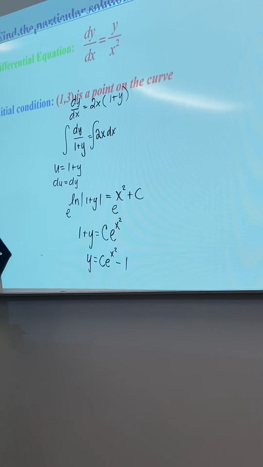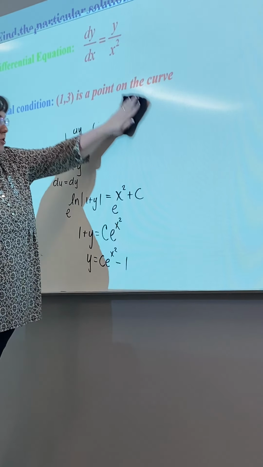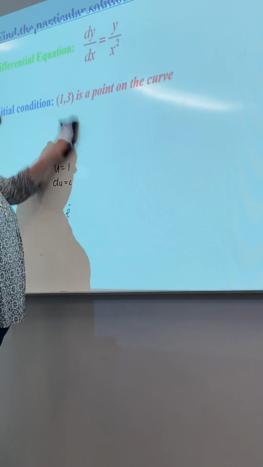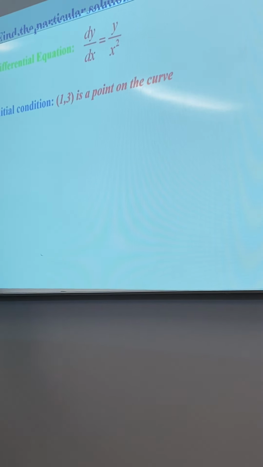Okay, now, what's the difference between a differential equation that's a general solution and the equation that's a particular solution? So, a general solution is going to have a c in the answer. A particular solution means we're gonna solve for the c and get one single answer with no c in it, okay? So the differential equation is this, and we know that (1, 3) is a point on the curve. So we're gonna start by separating the variables.